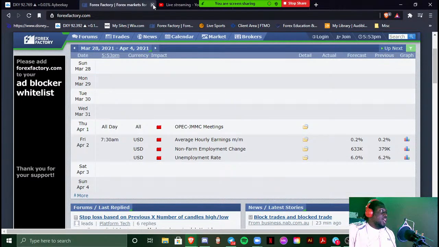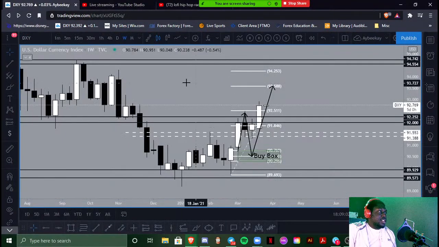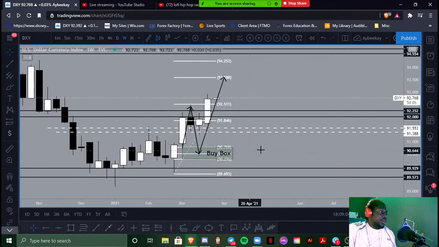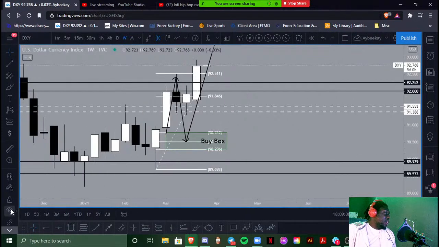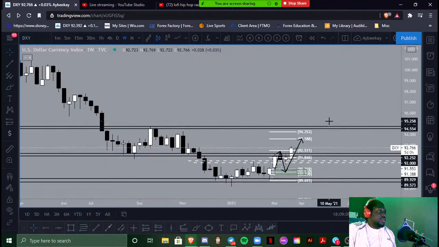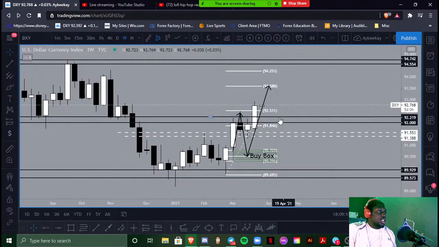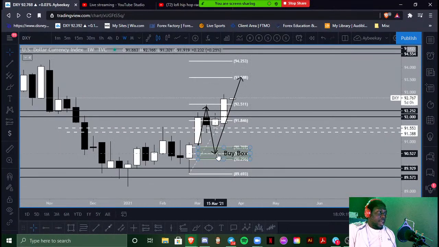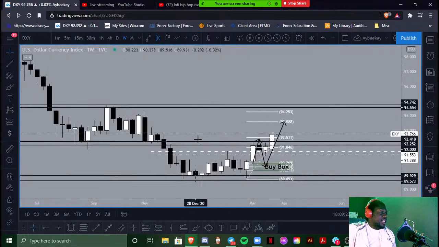So let's go ahead and go over to the charts. Let's get rid of my drawings first. First of all, I just want to point out that the DXY has broken through my resistance right here. This is my supply zone. I actually wanted it to come back down here to retrace, get into this buy box, and then push to the upside, but it definitely didn't do that.